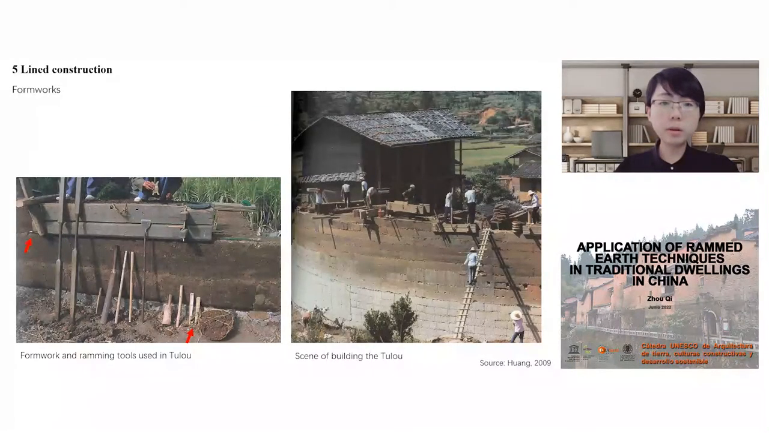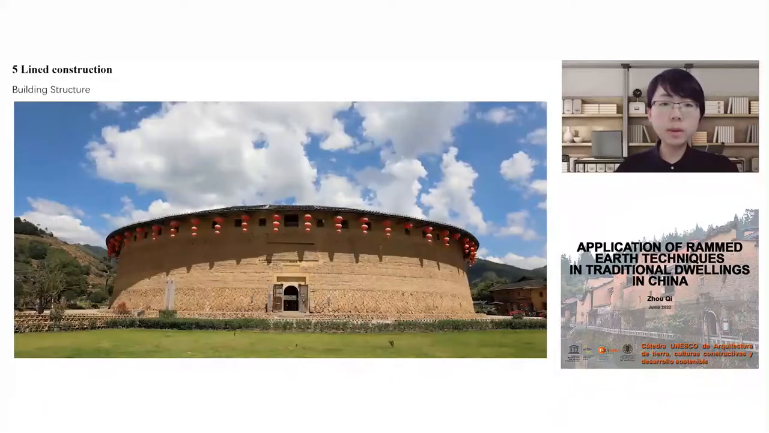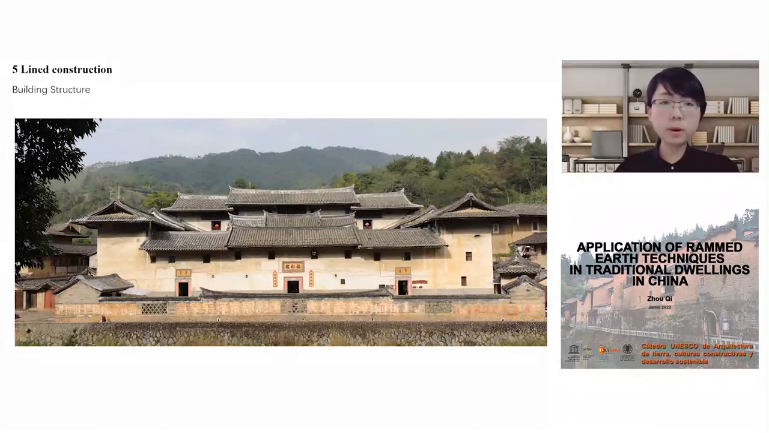In some areas, the put logs can be replaced by bamboo wedges to reduce the holes in the wall. There are many kinds of tulou in Fujian province. This is the circular one, and this is the square one. Both of them are a mix of earth and wooden structure.